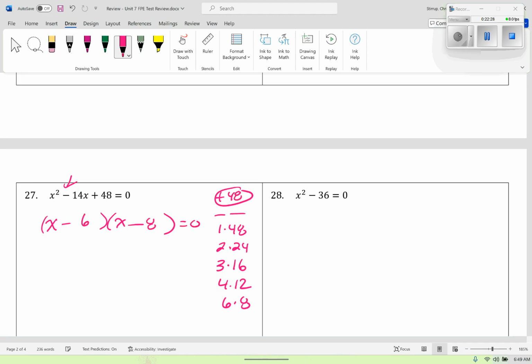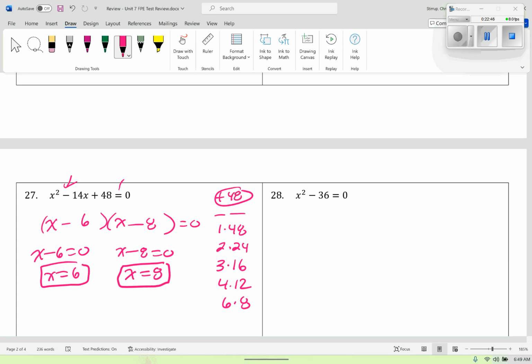But remember, it's equal to 0. Remember the equal sign. So I'm going to go x minus 6 equals 0. Add 6 to both sides. There's one answer. x minus 8 equals 0. Add 8 to both sides. There's my other answer.